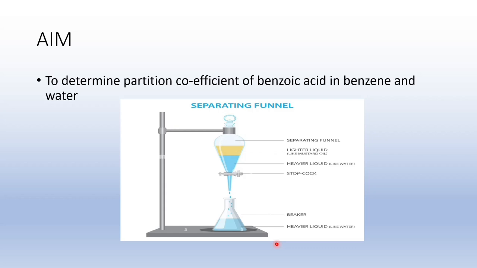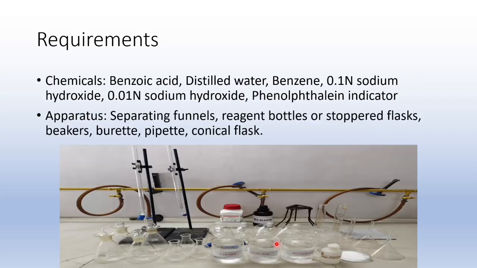The aim of this practical is to determine partition coefficient of benzoic acid in benzene and water. Here are the requirements for this practical. We will use benzoic acid as solute. We will use water and benzene as two immiscible solvents. We will use 0.1 normal sodium hydroxide, 0.01 normal sodium hydroxide, and phenolphthalein as an indicator. We will use glasswares like separating funnels, reagent bottles or stoppered flasks, beakers, burettes, pipette, and conical flask.